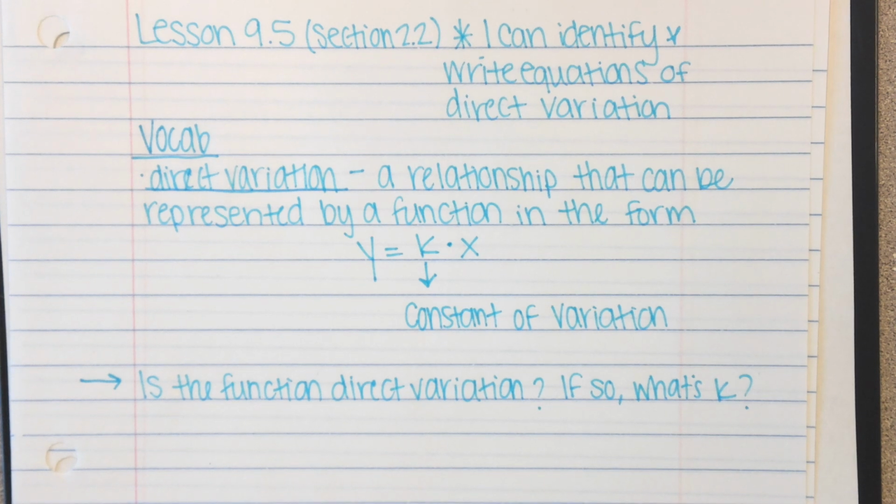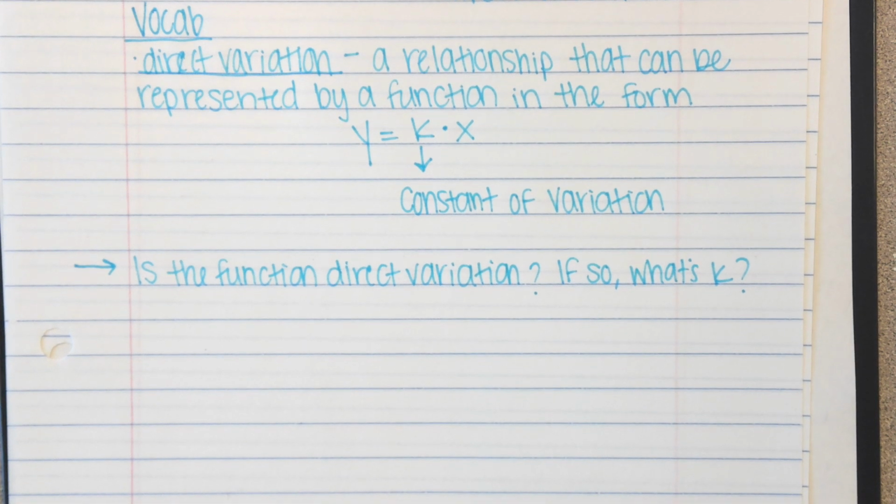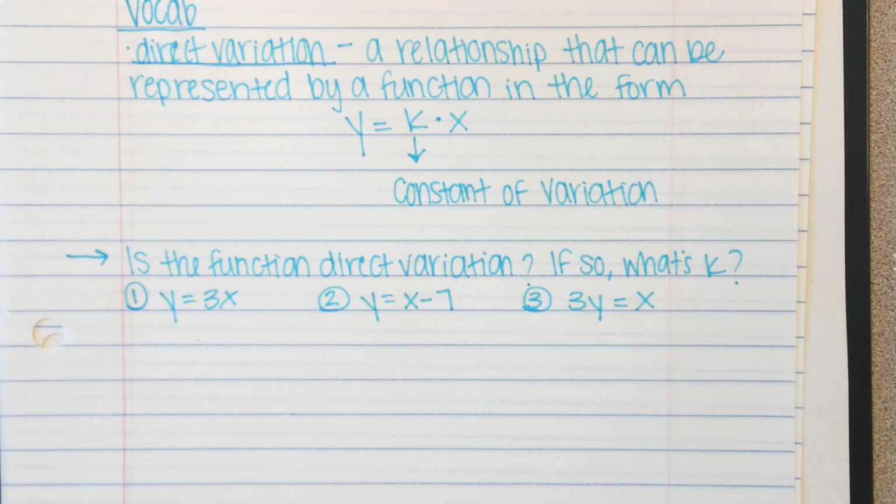Now, with direct variation, we're going to do a variety of different problems. The first type is going to ask you if the function is direct variation, and if so, what's k? Now, in Math Excel, it's probably going to have this worded a little bit differently, but you're still going to be doing the same thing. You're going to decide if the function is direct variation, and if it is, you just have to say what k equals. Okay, we'll start with three pretty easy examples.